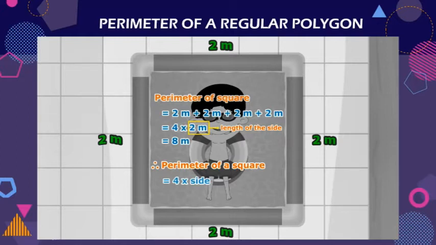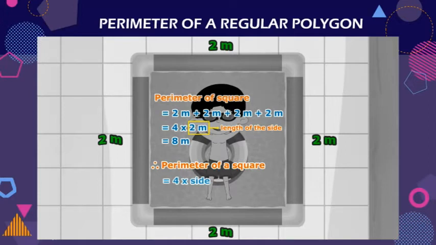So a square has 4 sides, and if each side has a measurement of 2 meters, then we can do 4 times 2, okay? 4 times 2 is equal to 8. So the answer is 8 meters.